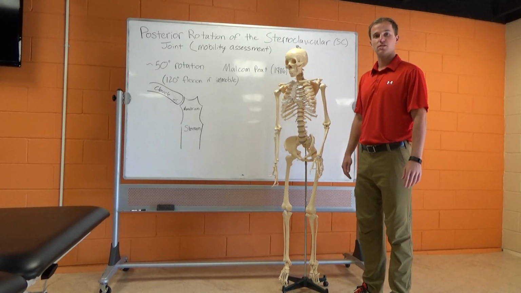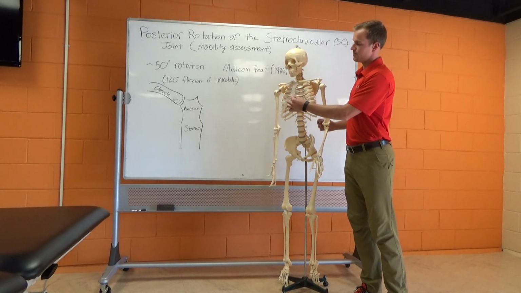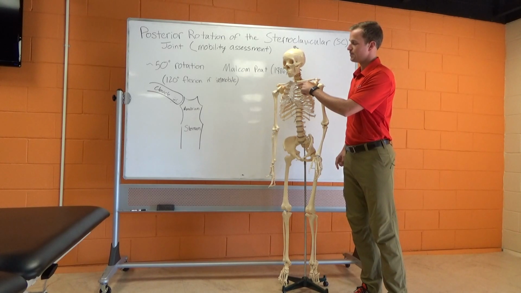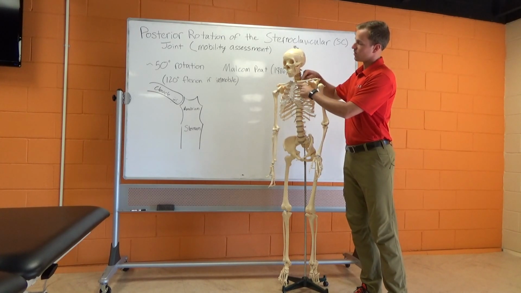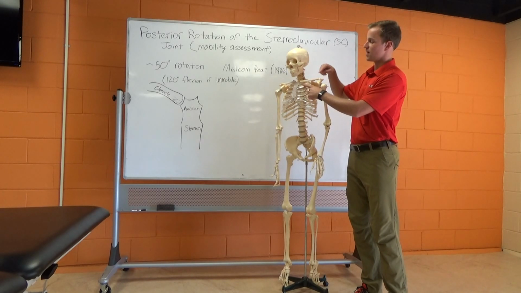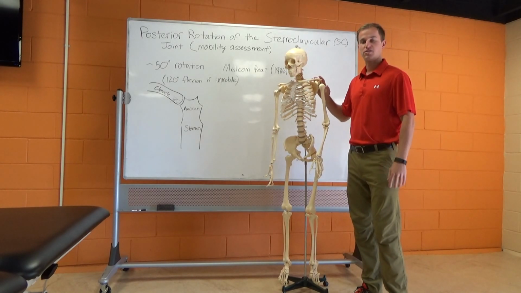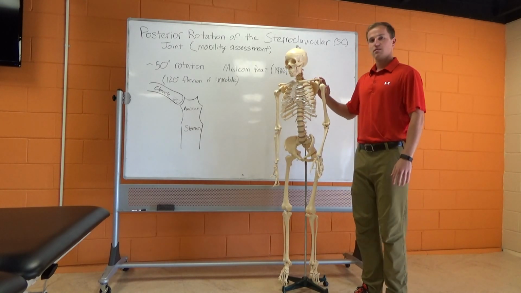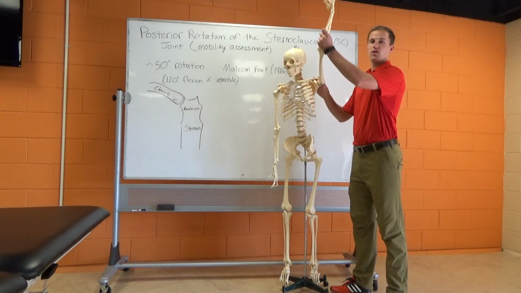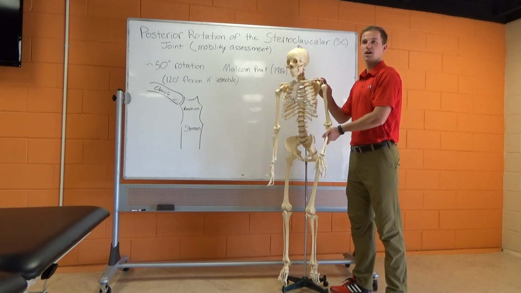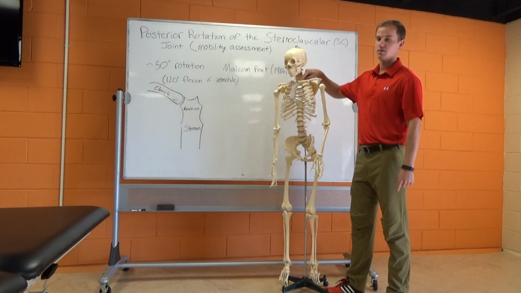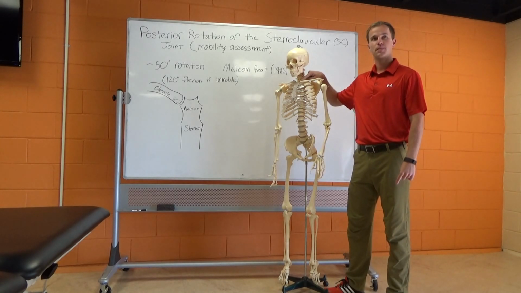The structures to take note of are the sternum, and the specific portion of the sternum is called the manubrium, and the clavicle is attached to the manubrium, and the clavicle comes out and is attached to part of the shoulder girdle. This assessment is important because with any overhead elevation of the upper extremity, you have rotation of several joints, and one of those joints is the SC joint.